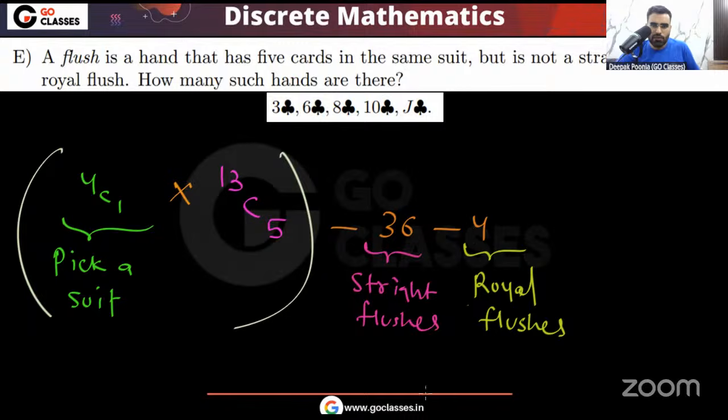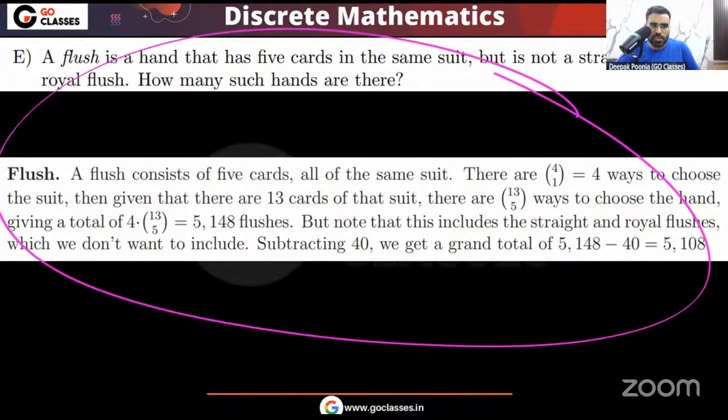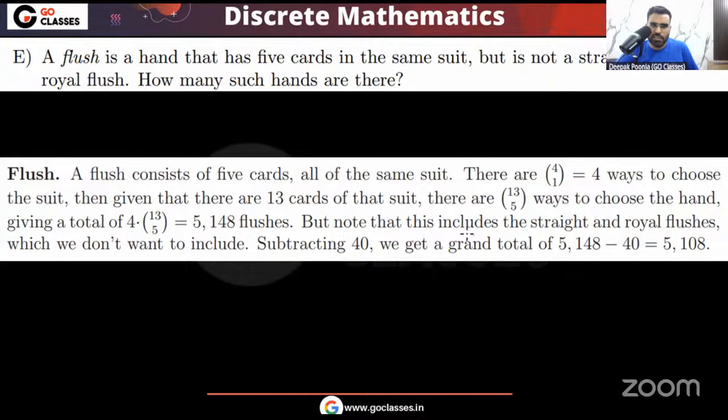I hope you understood. If you calculate this value, you will get 5108. This is the answer you will get. You can check it out. You can pause and read this explanation. Basically, we have already seen this.